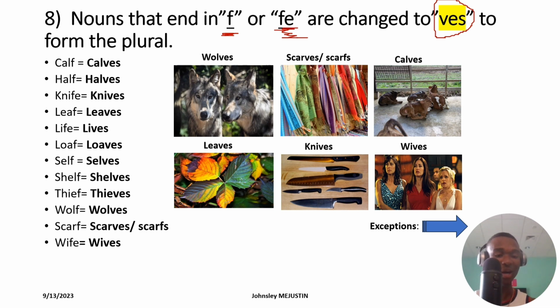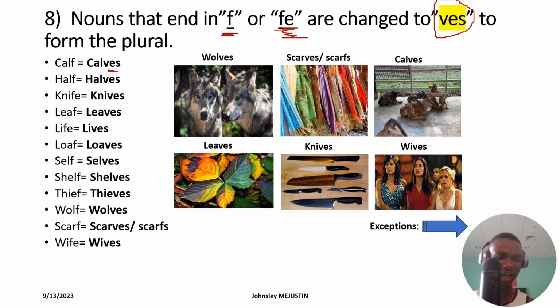Half, halves. Do not pronounce that l either. The l in calf, don't pronounce it. Do not pronounce the l in half. Okay? Calf, calves. You see, we remove the f and we replace it with ves. Half, halves. We remove the f and we replace it with ves.